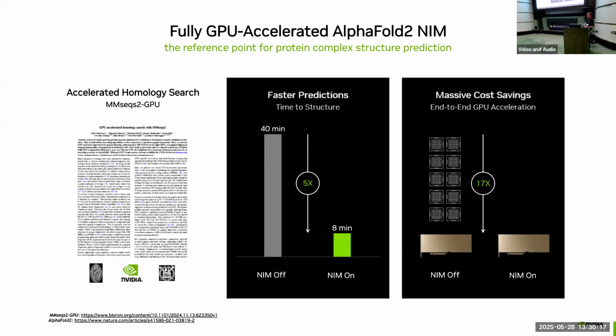For example, with our AlphaFold NIM, we took that MSA step, which again was a CPU-bound application, and ported it to GPU. So now you have a complete end-to-end GPU accelerated AlphaFold model, which you can download and start running on your GPUs.